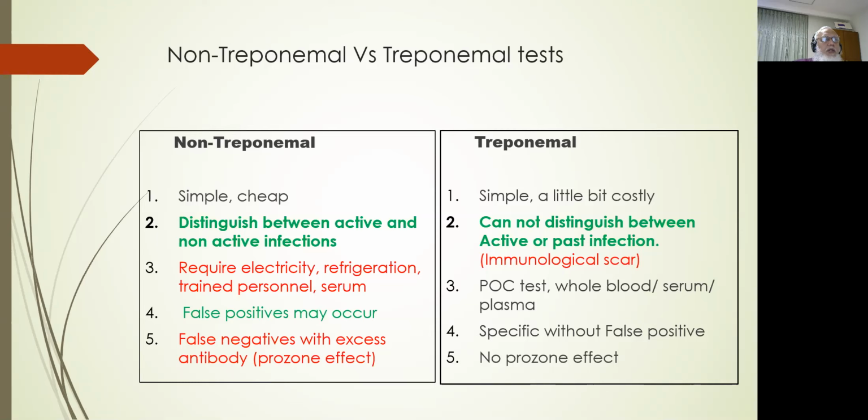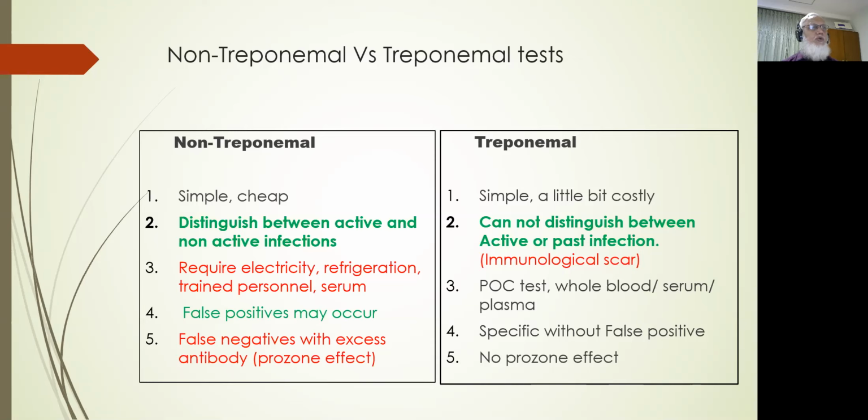Non-treponemal tests are sensitive but non-specific. They cannot distinguish between active and non-active infections, unless quantitative VDRL or quantitative RPR tests are done. Treponemal tests cannot distinguish between active or past infection. Once infected, the test usually remains positive for life, even if the patient is cured. That's why it is known as an immunological scar.